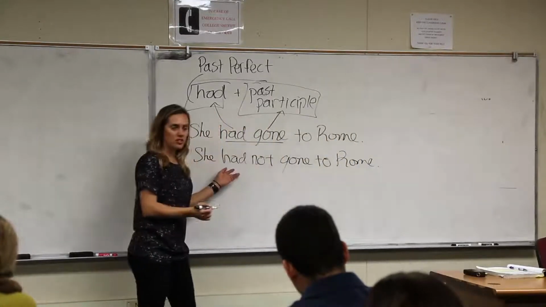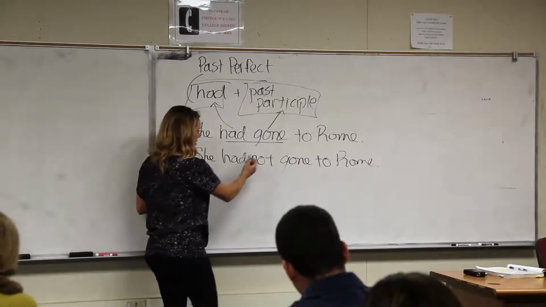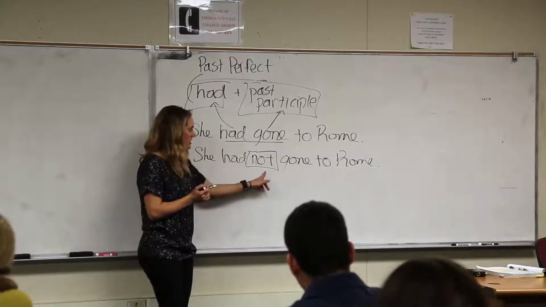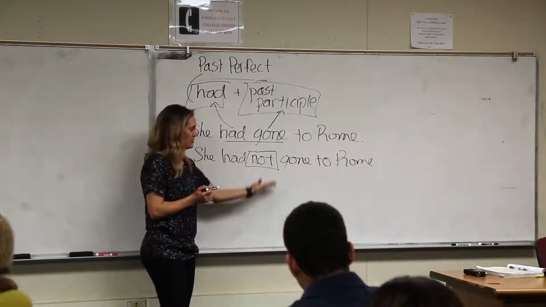She had gone. Great. So did you add a helping verb? No. We already have a helping verb, right? So we just need to use not. That's it. Just add it there.